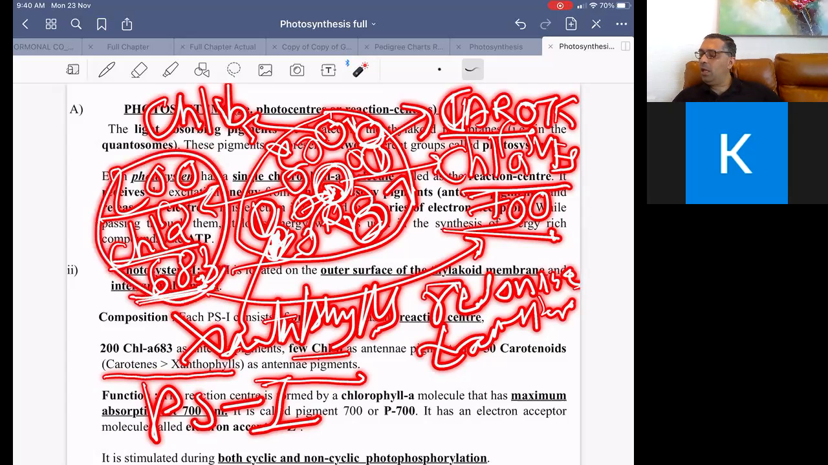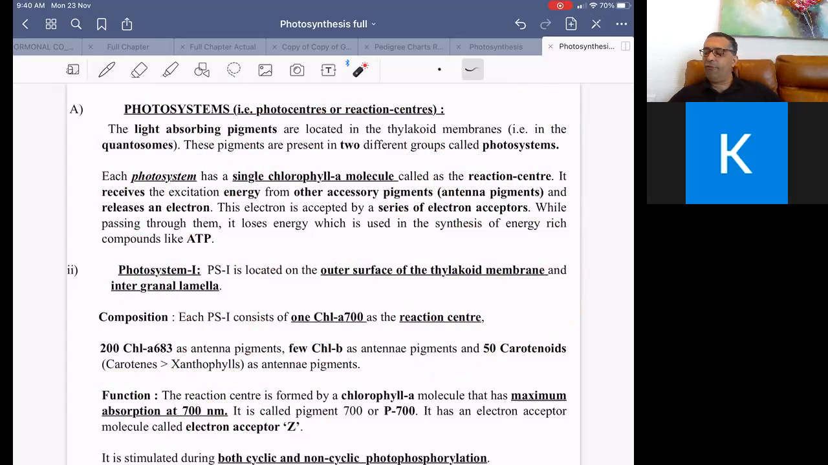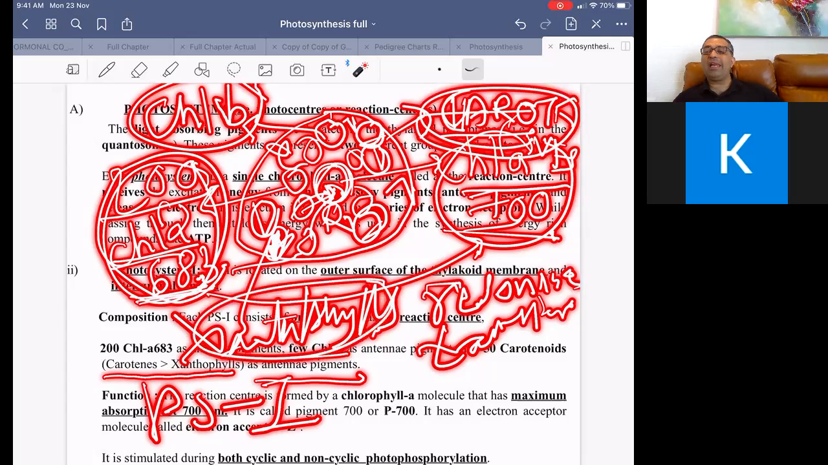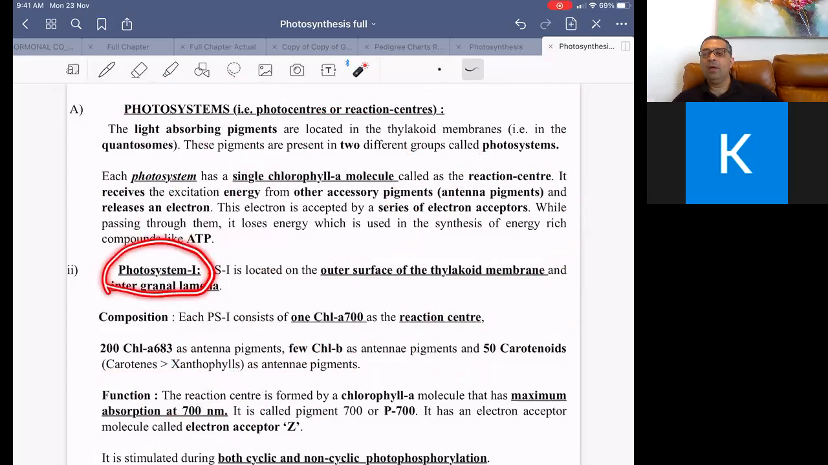तो बीच में कौन है? Chlorophyll A 700. Surrounding it, there are 200 chlorophyll A 683 molecule, and then there are few chlorophyll B's, and there are 50 carotenoids, of which carotenes are greater in number, and xanthophylls are less in number. ये हो गया photosystem 1.